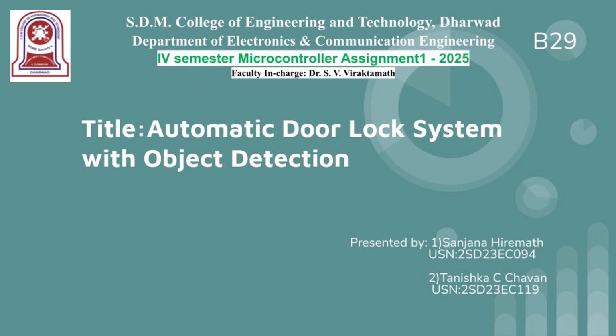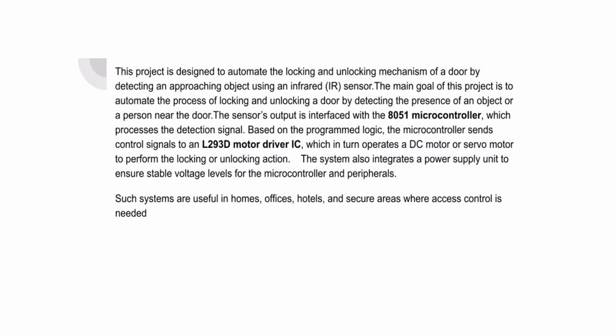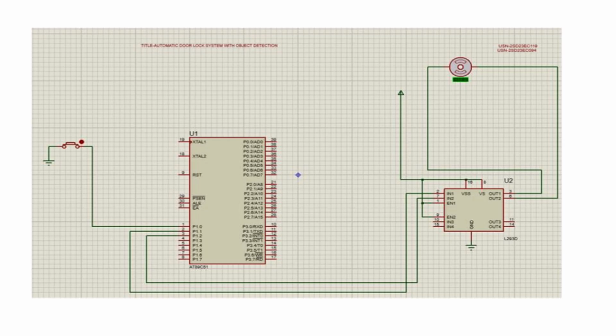Today we are here to present a project titled Automatic Door Lock System with Object Detection using 8051 microcontroller. The objective of this project is to automate the locking and unlocking of a door by detecting the presence of an object or a person. This system consists of four main components: an 8051 microcontroller, an L293D motor driver IC, a push button as an input, and a DC motor to operate the door lock.